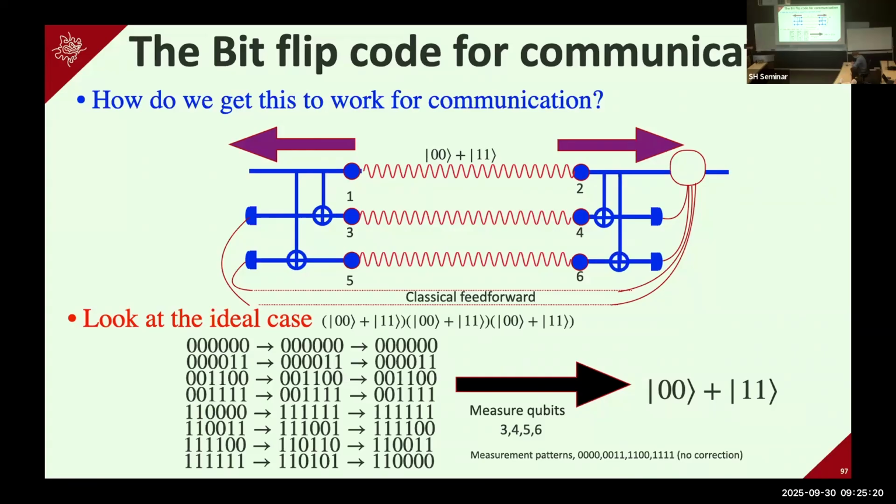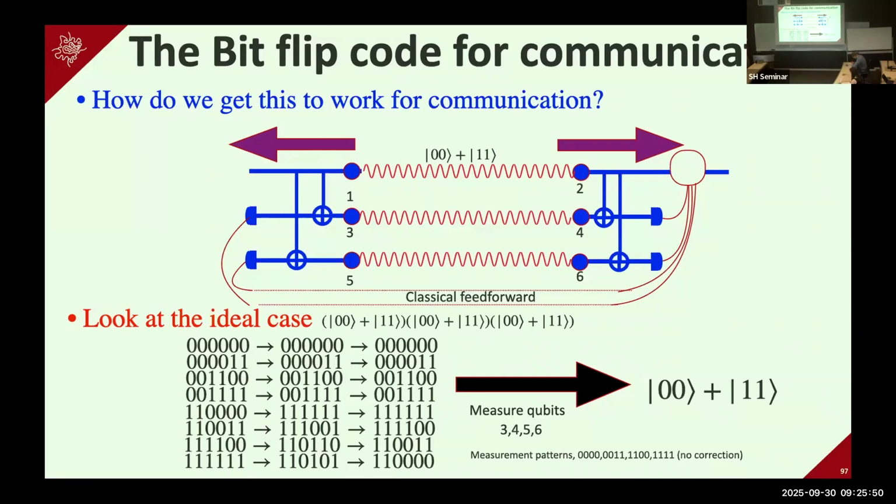And I've looked at the ideal case here. There are 3 copies of the state, in a very bad notation, but it shows what's going on coming through all these gates. When we measure qubits 3, 4, 5, and 6, we end up with a state here, 00 plus 11. Not unexpected, because that's what we started with.